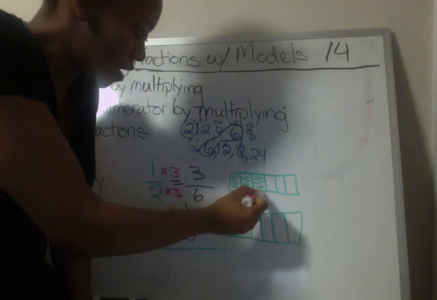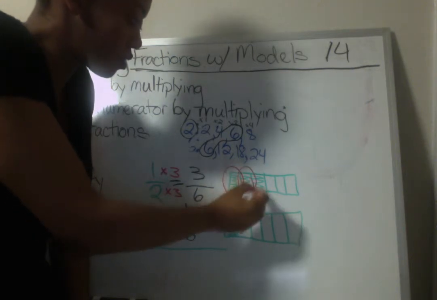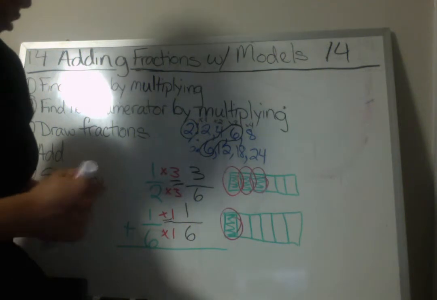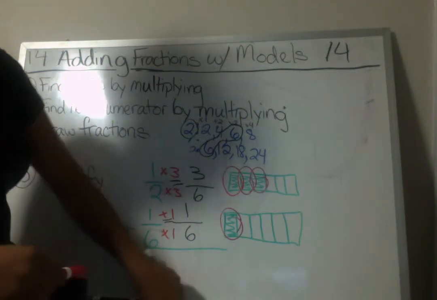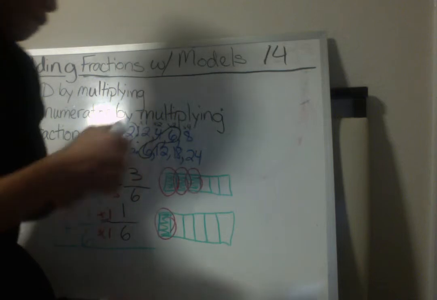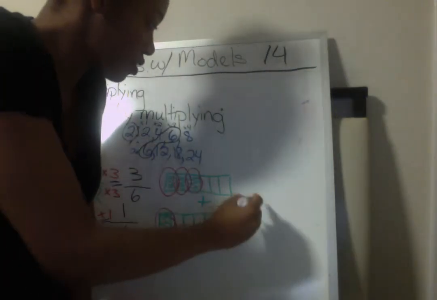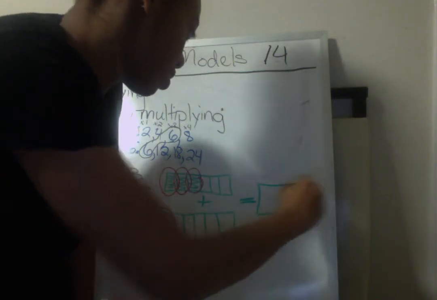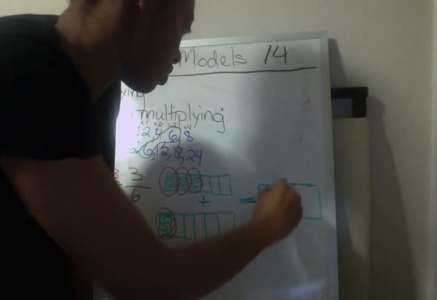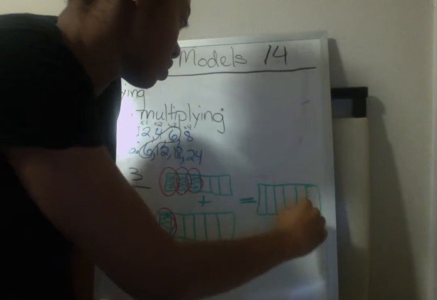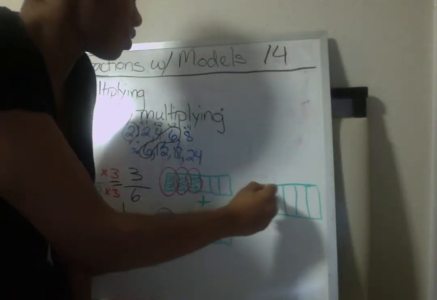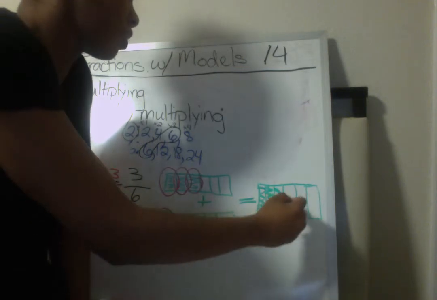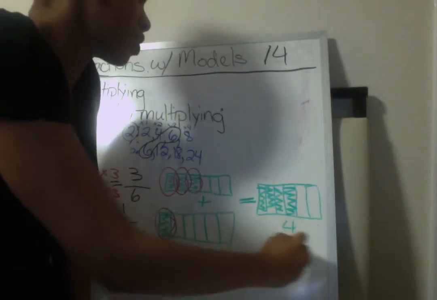So looking at this, I have 1, 2, 3, 4. So when I combine this, my answer is 4/6. It's going to give me 1, 2, 3 from there, and then the 1 down here. This equals 4/6.